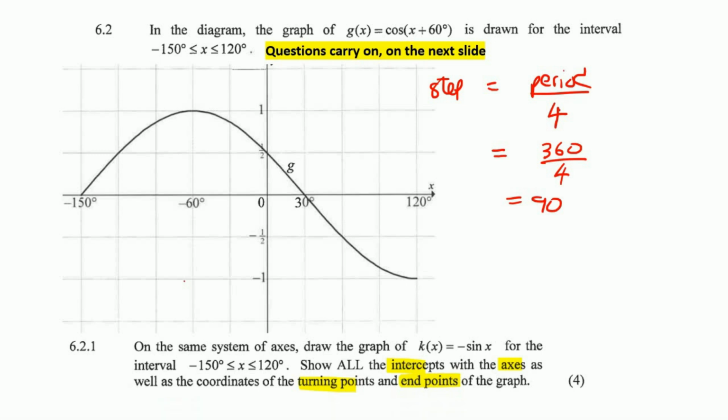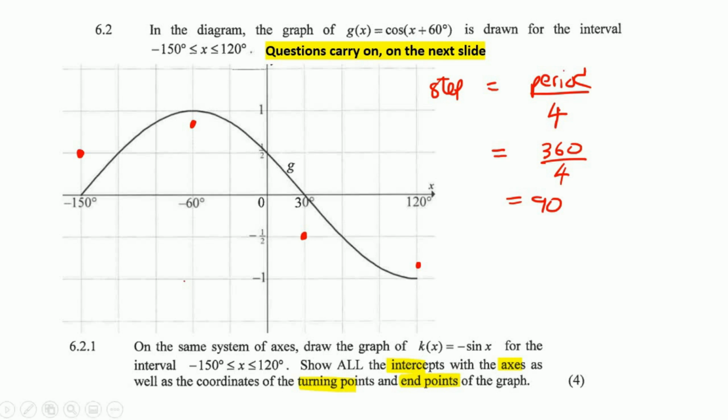So minus 150 and 0.5. So minus 150 and 0.5 is this one. Okay, so it's going to be there. Then minus 60 and 0.866. So minus 60 and 0.866 would be somewhere over there. And then 30 and minus a half. There we go. And then 120 and minus 0.866.